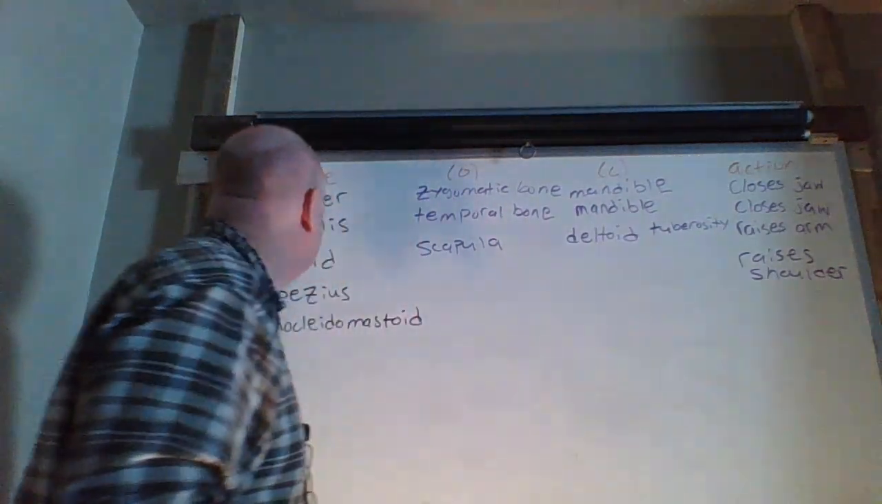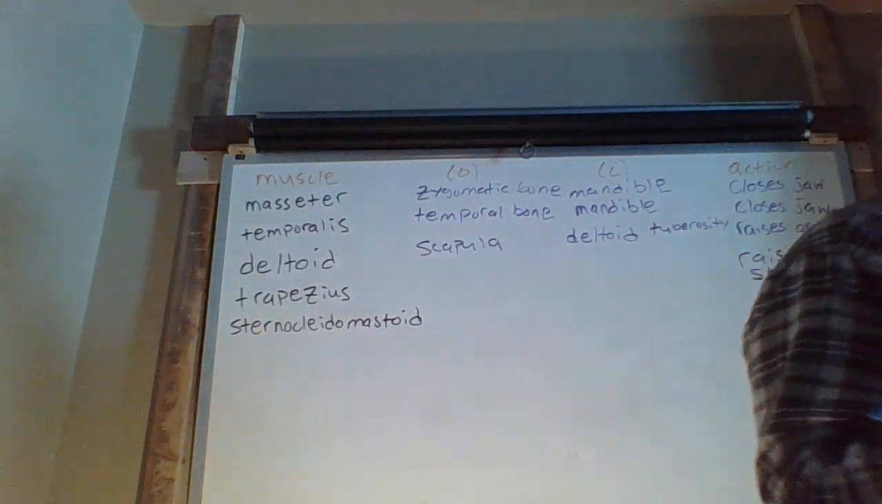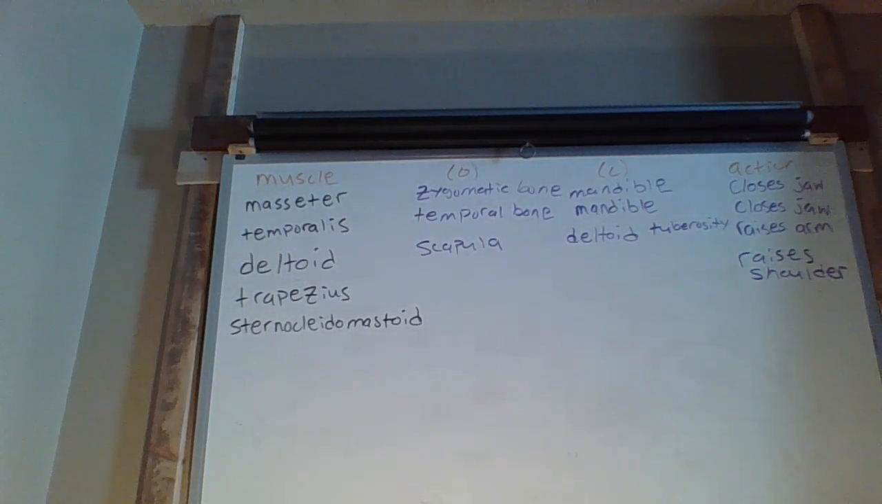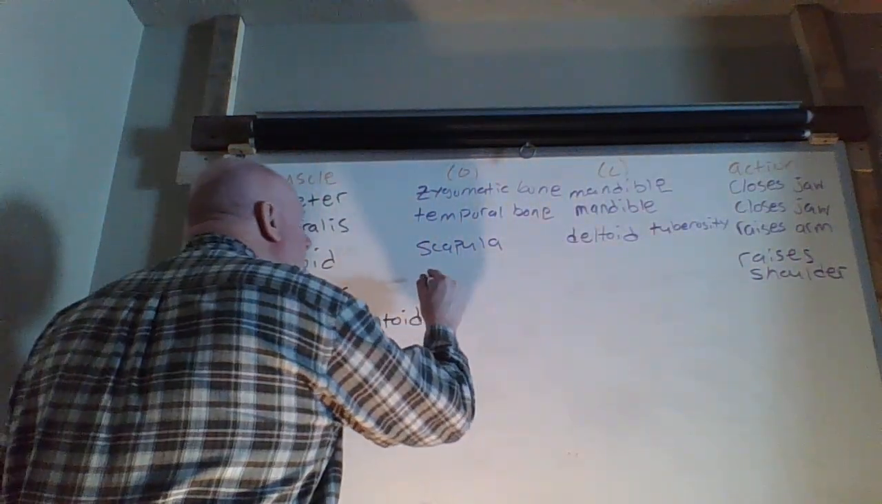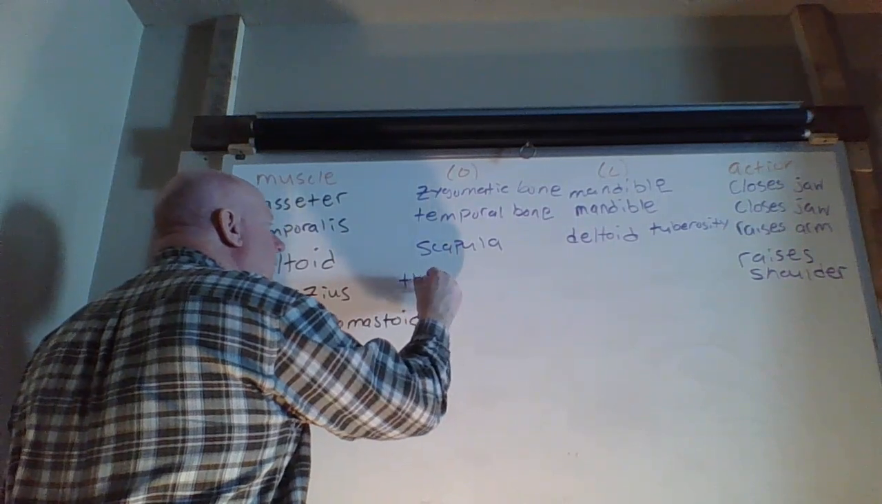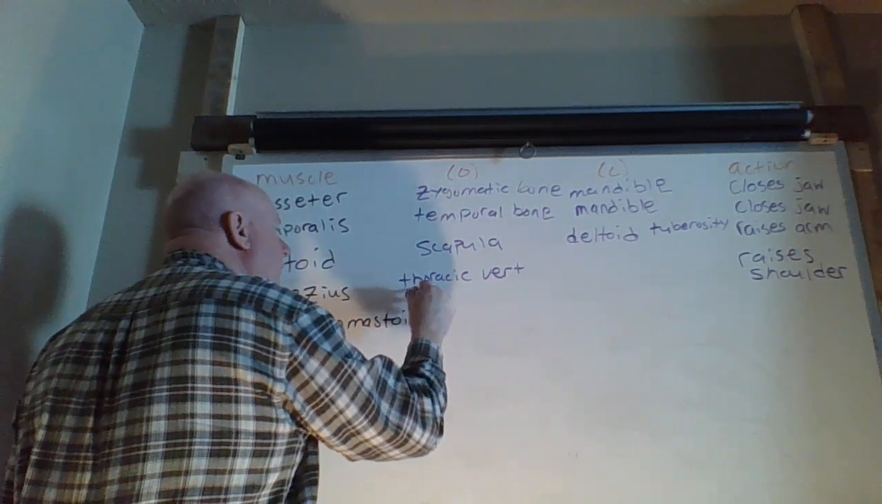that's what it does. Well then, where is it actually going to originate? Well, it's right down the midline of the back. So what is it that's located on the back? Well, it's your vertebral column. So what we would want to do then, it actually has two origins. We're going to put thoracic vertebrae and then occipital bone.